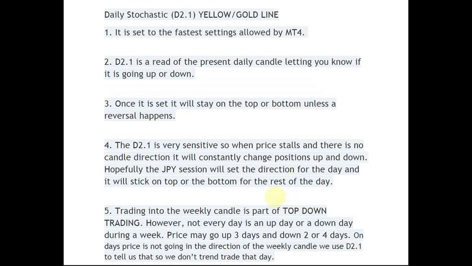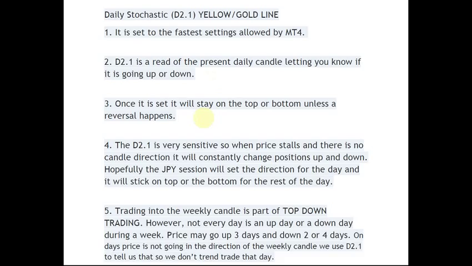It's a yellow or gold line. It is set to the fastest settings allowed by MT4. The D21 is a read of the present daily candle, letting you know if it is going up or down. Once it is set, it will stay on top or bottom unless a reversal happens. The D2, or the daily 2.1, is very sensitive, so when price stalls and there is no candle direction, it will constantly change positions up and down. Hopefully the yen session will set the direction for the day, and it will stick on top or bottom for the rest of the day.